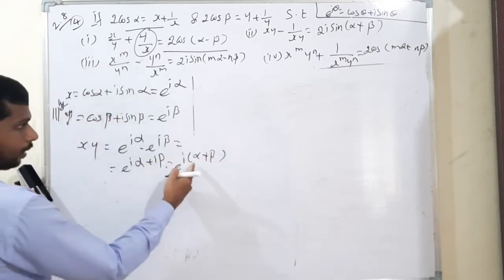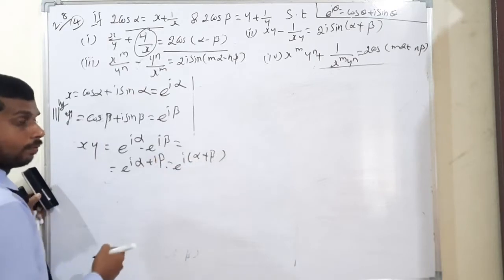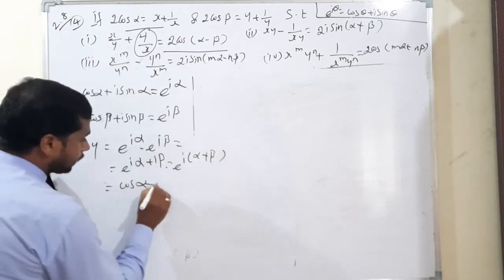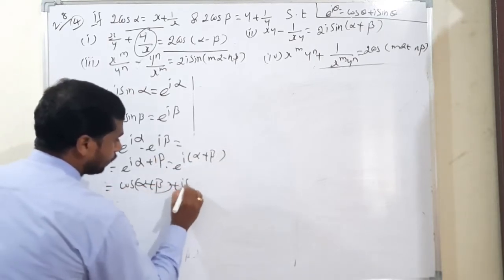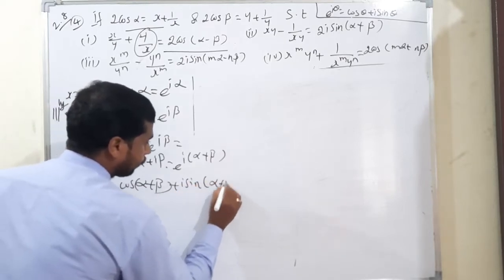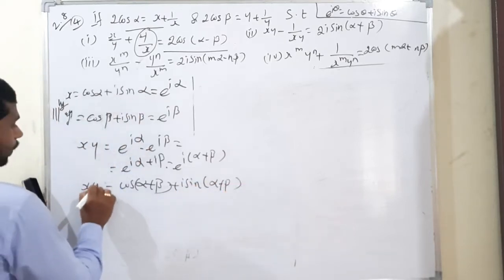So what is the meaning? e^(i(alpha+beta)) means cos(alpha+beta) + i sin(alpha+beta). This is actually the value for xy.